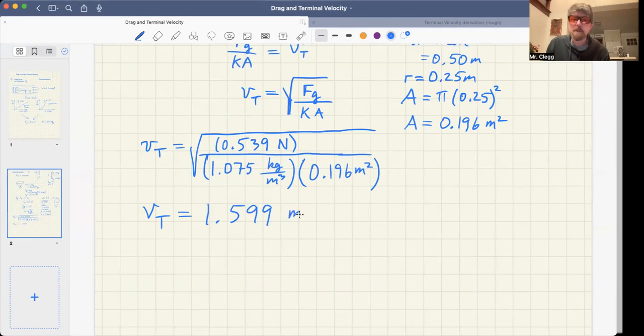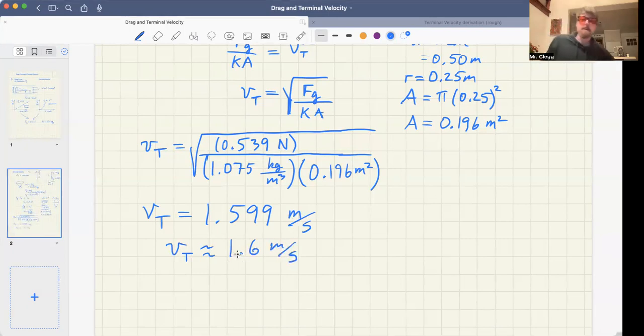And that should be meters per second. There's actually a way to go through and make sure the units all cancel out, but I'll leave it off this video. So that's my thing. I could probably round that. Let's just say that's about 1.6 meters per second. So that's the theoretical terminal velocity of my parachute.